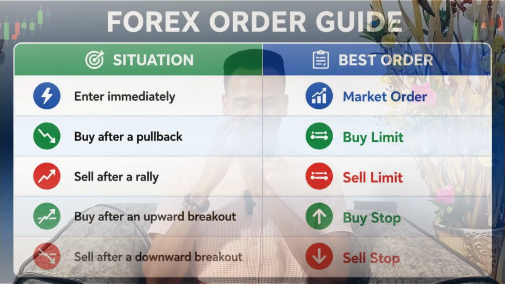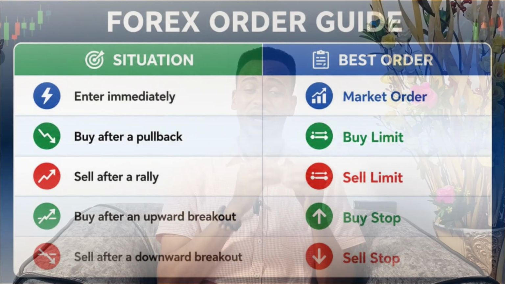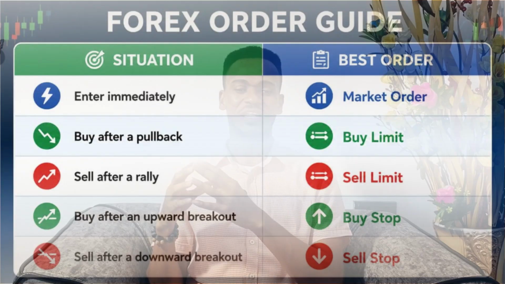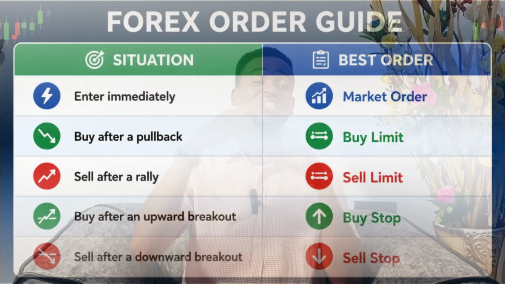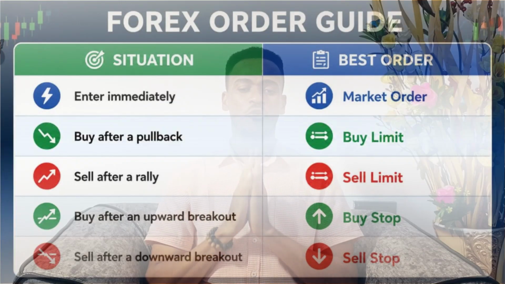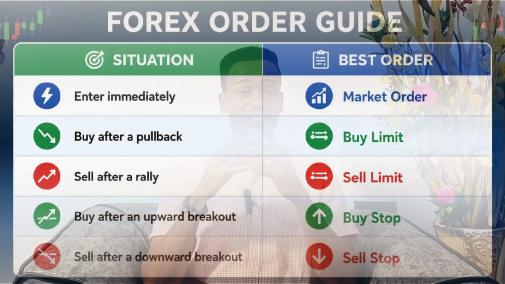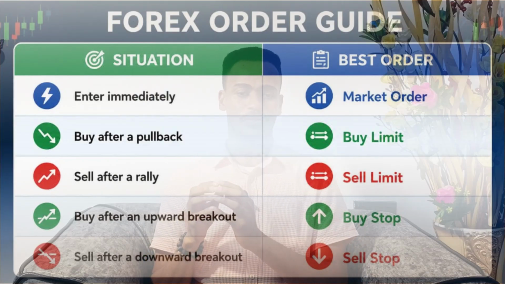So which order should you use? If you may ask, which order should you use? Depending on the situation, the best order to use. If you want to enter immediately, use instant market execution, the instant market order. You want to buy after a pullback, use buy limit. You want to sell after a rally, use sell limit. You want to buy after an upward breakout, use buy stop. You want to sell after a downward breakout, use sell stop.